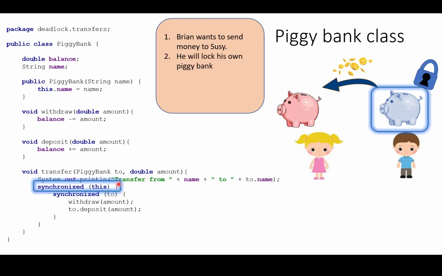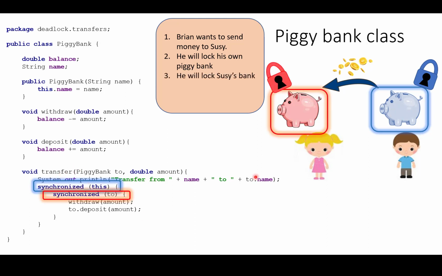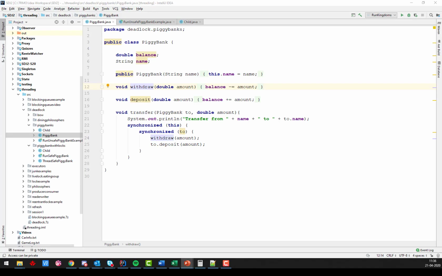So the synchronizing here means that we are locking this object. No one else can modify it or interact with it, at least through synchronized parts. And I'm also locking that object here. Right, so let's see if I actually run this example here.